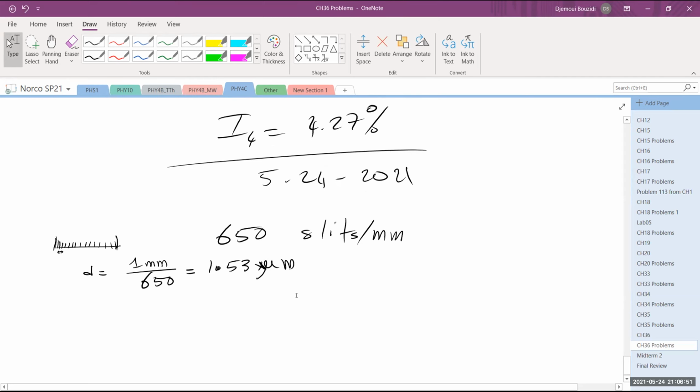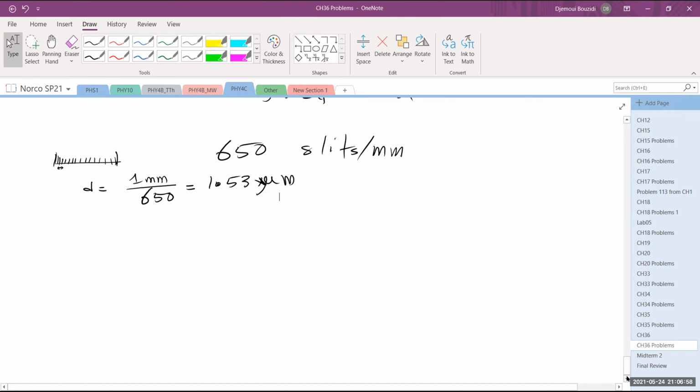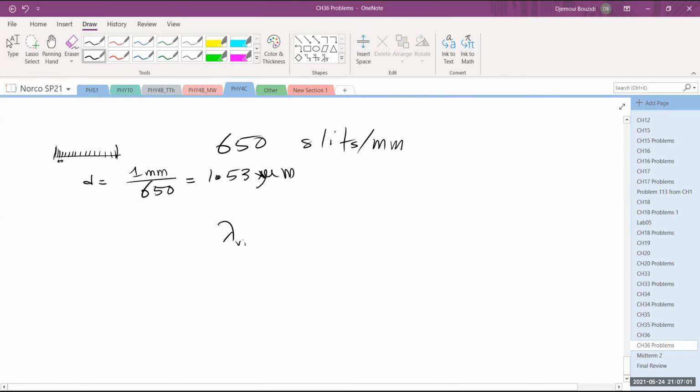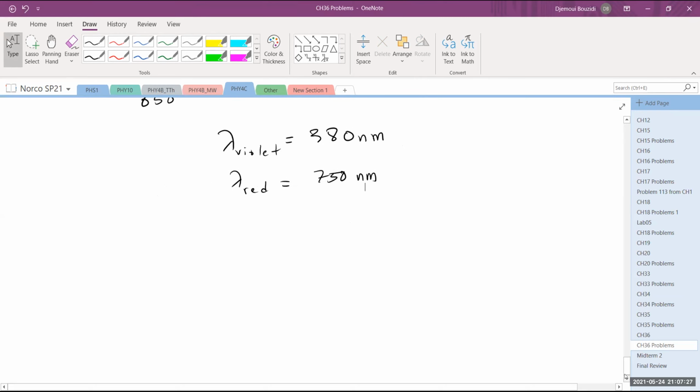Then it asks, what is the highest order that contains the entire visible spectrum? For the visible spectrum, they gave you the lambda for the violet, which is the shortest wavelength, at 380 nanometers, and the lambda for the red, which is the longest wavelength of the 2, at 750 nanometers. So we have the 2 wavelengths, and we want to find the highest order. Let me tell you how you find the highest order in this case.